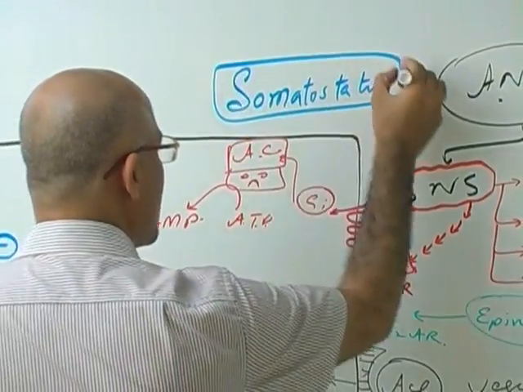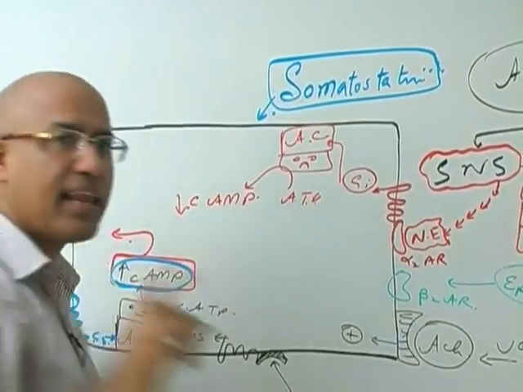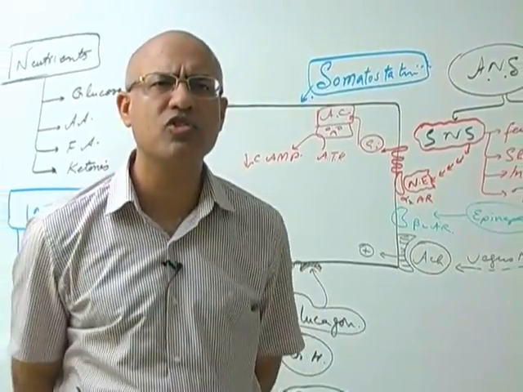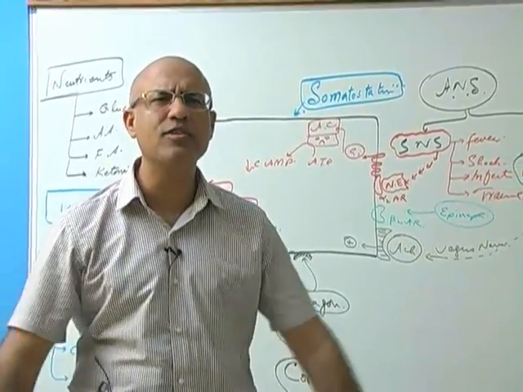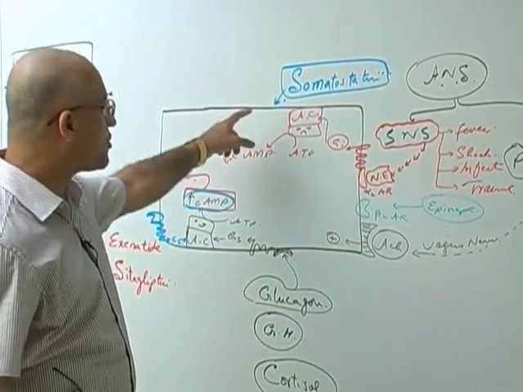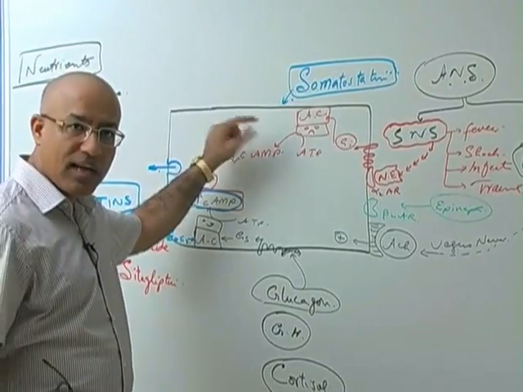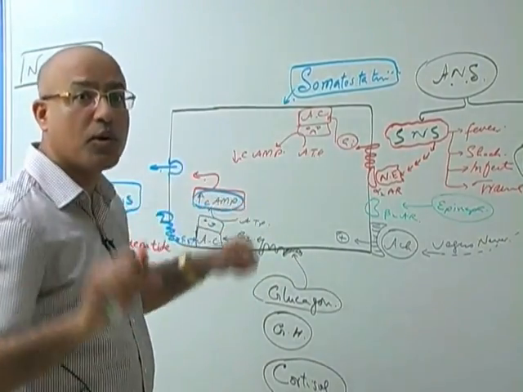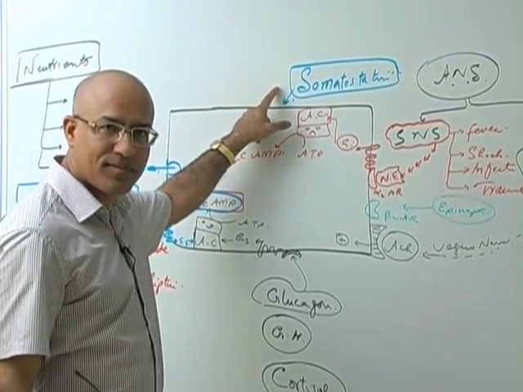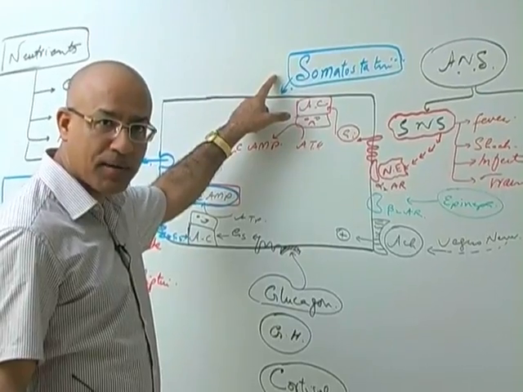Somatostatin acts on the beta cell and inhibits the release of insulin. But actually somatostatin inhibits the release of many peptide hormones. For example, somatostatin inhibits the release of insulin. It also inhibits the release of glucagon. It is produced by the delta cell of the islet of the pancreas.